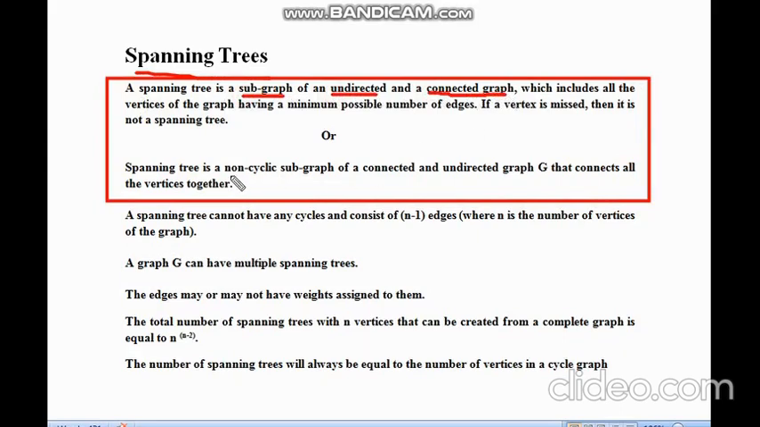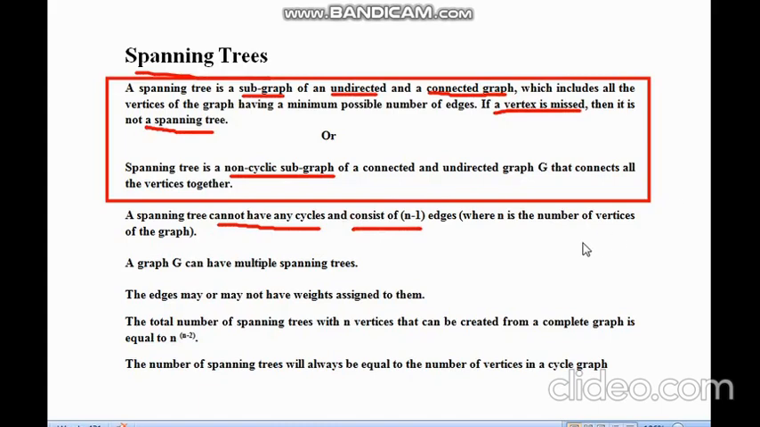Your spanning tree must be a non-cyclic subgraph. If a vertex is missed, then it is not a spanning tree. That means a spanning tree contains n vertices, where n is the number of vertices in the given graph. The spanning tree cannot have any cycles, and it consists of n-1 edges.